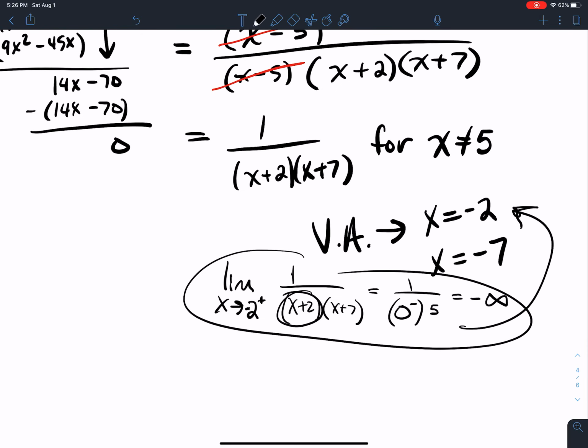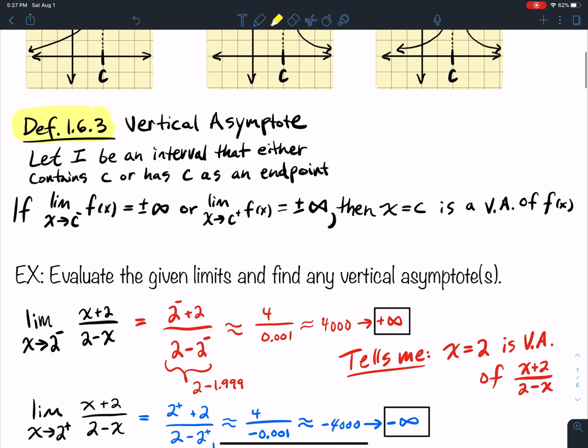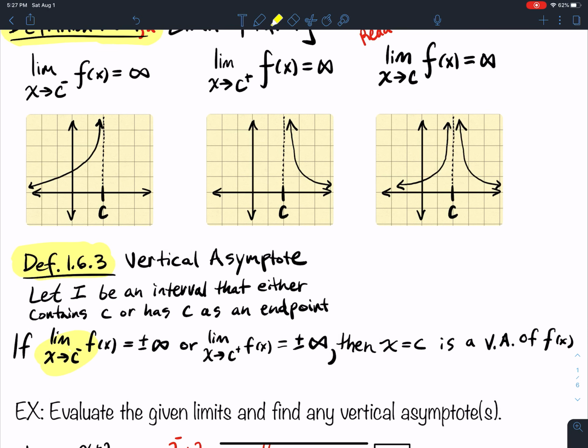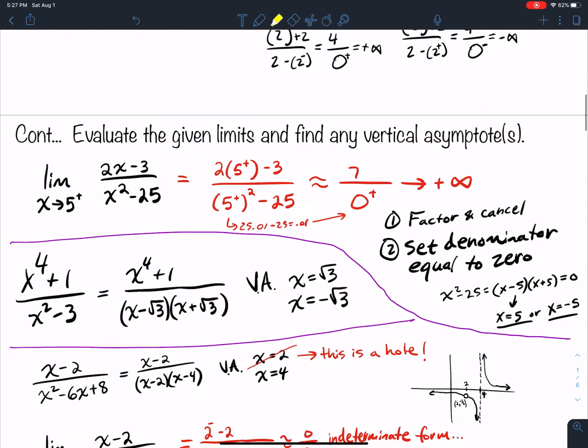So that's the work that I'm looking for. I don't want you to just write out, oh, x equals -2 is a vertical asymptote. I want you to show me, you either do a left-handed limit or a right-handed limit like I did here. I don't care, you just pick one and go with it. Because remember, to show that a vertical asymptote is true, I need to show that either a left-handed limit or a right-handed limit produces a plus or minus infinity. That's what I got to show.